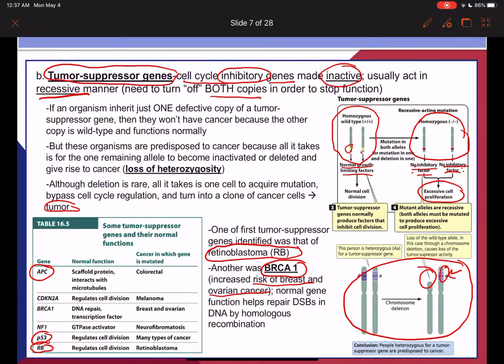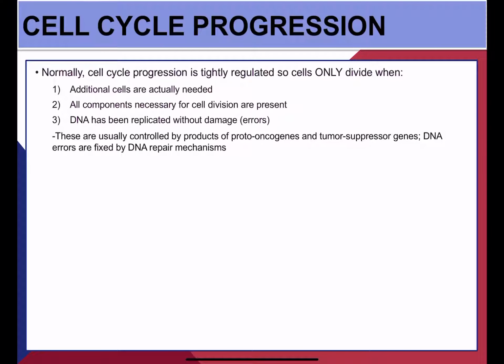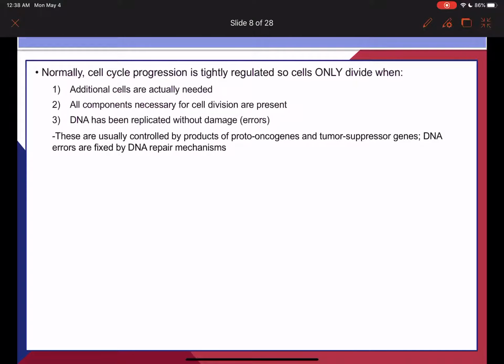Okay. All right, so we mentioned that the fundamental hallmark of cancer is, of course, uncontrolled cell division. To find out what went wrong, we have to understand how normal cells regulate the cell cycle, and how the proto-oncogenes or tumor suppressor genes control the normal cell cycle. Under normal conditions, we know cell cycle progression is tightly regulated, and so cells will only divide when these three things happen.